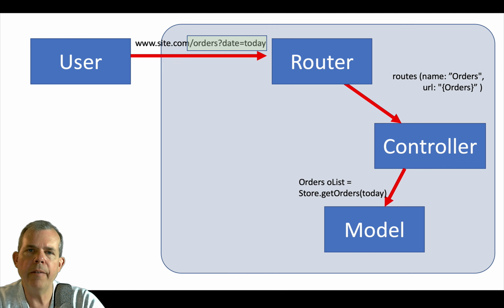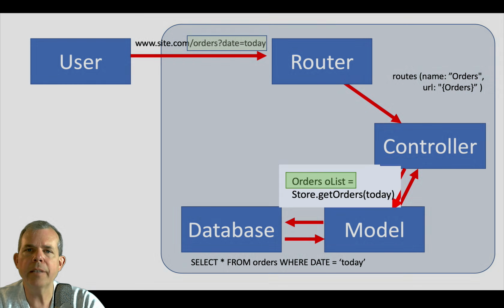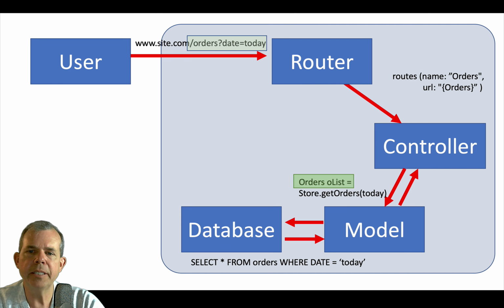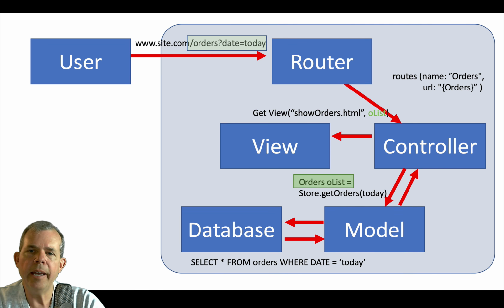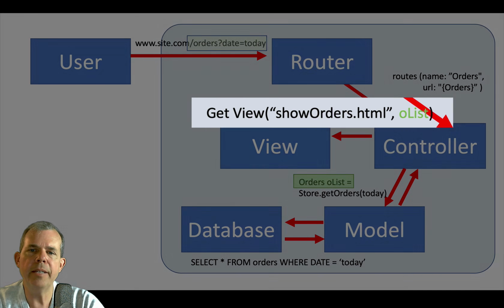And so it would have a C# language that says, let's create a list and let's go to the store and get the orders for today. Well, that would have to hit the database. And so we're going to see SQL statements then that says, hey, let's get all of the orders where the date equals today. It will return that to the model. The model will send it to the controller. The controller now has a list of data. What's the controller going to do with that data? Well, it's going to then send it off to a view and say, hey, show me the showorders.html page, and here is a list of data that goes with it.